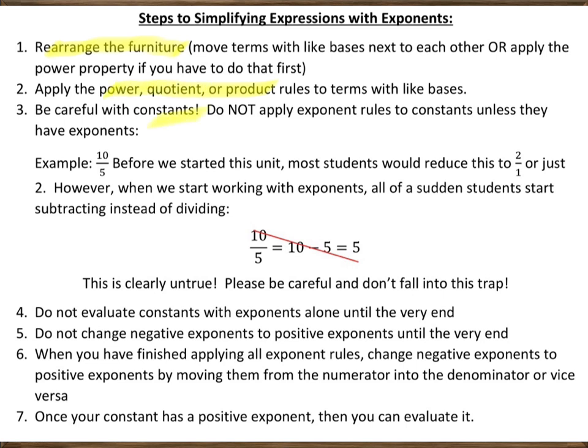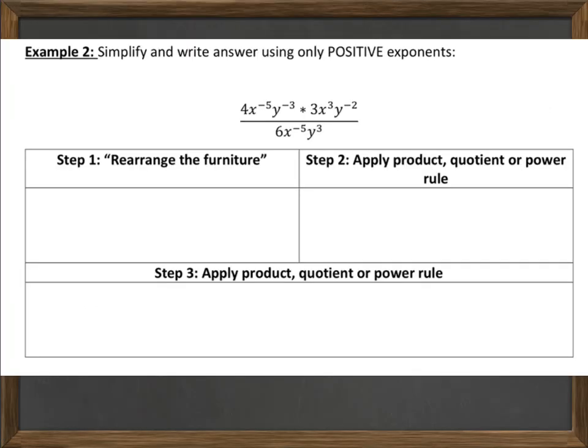And again, be careful with your constants. Avoid the temptation to apply the exponent rules with just the constants or coefficients. Okay. And so again, you can take a minute and read through this if you want. But again, remember the last thing I do is to change negative exponents to positive exponents. I apply all the properties of exponents first. So that's all kind of high level, very theoretical. Let's just get down to the next example and practice applying these steps.